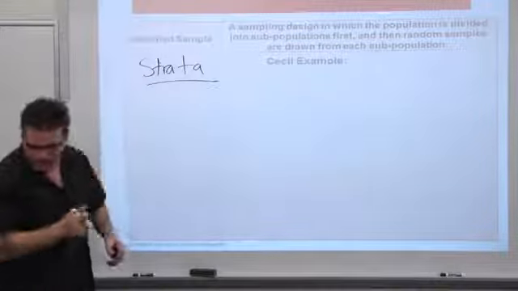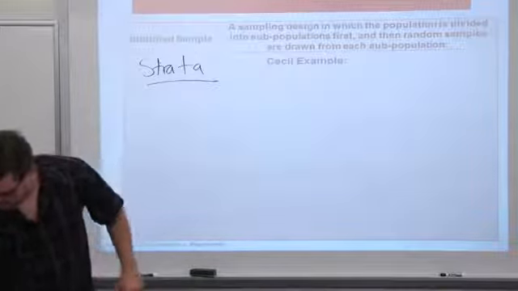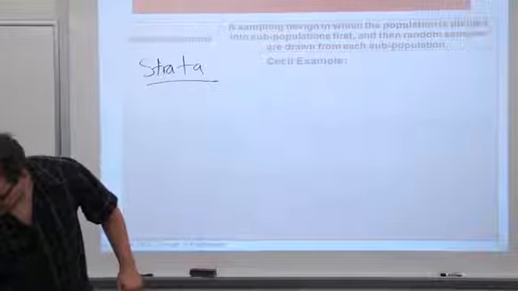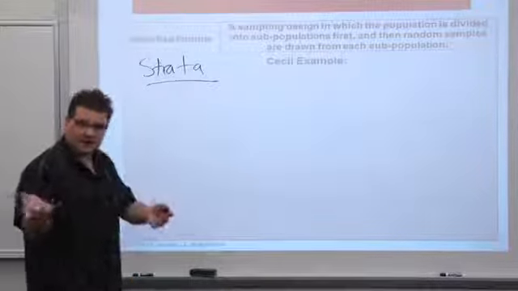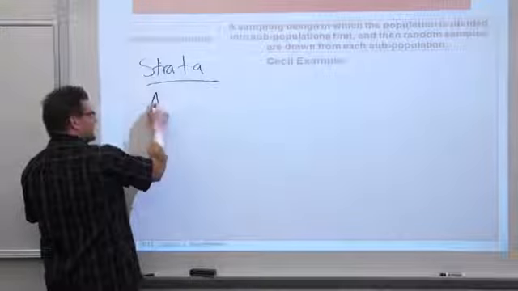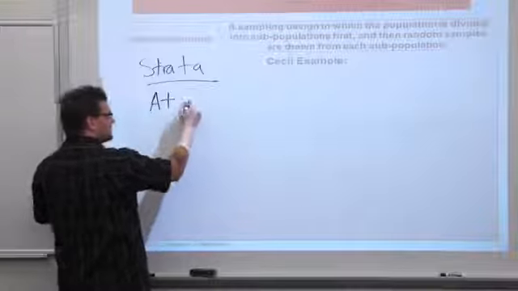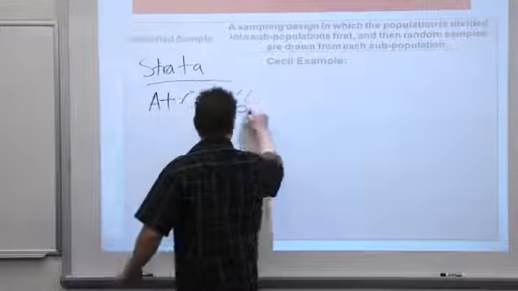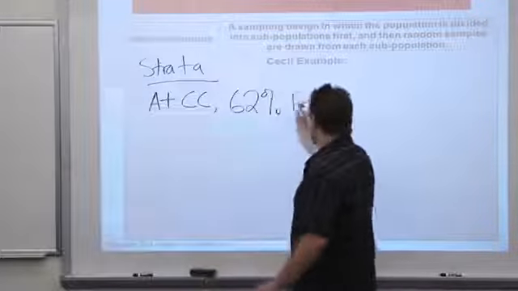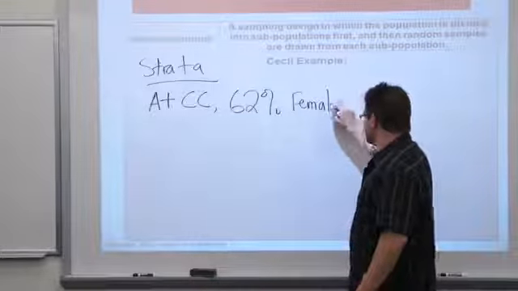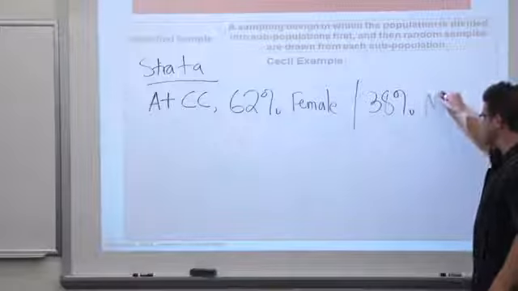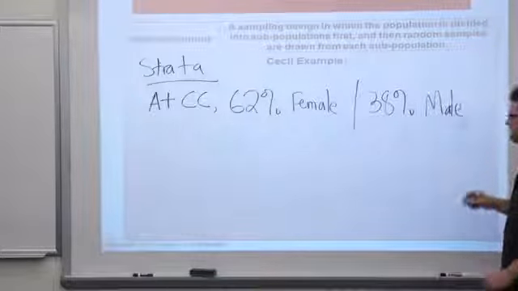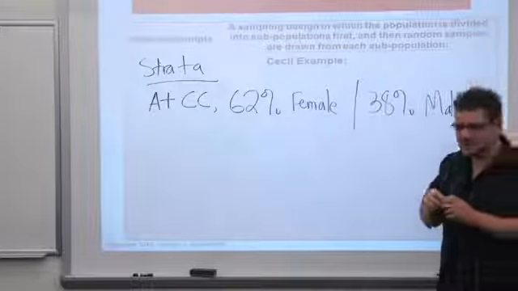here's the example I came up with. I looked it up on the computer. At Cecil College, about 62% of students are female. So let's tie this back to Cecil College. We're 62% female. I guess that leaves 38% to be male. Now we're thinking about the gym.